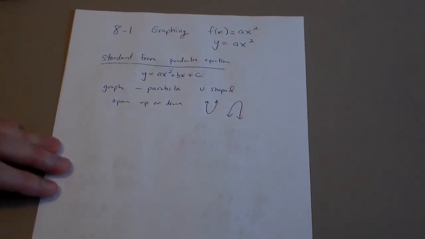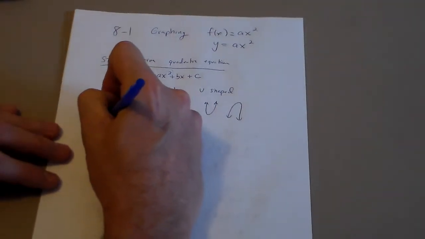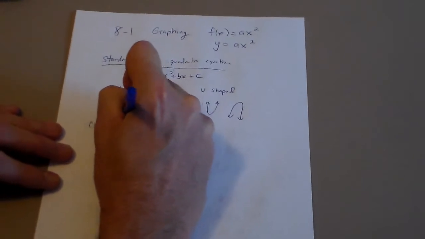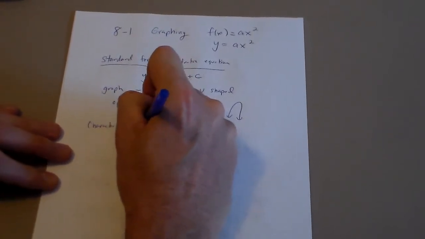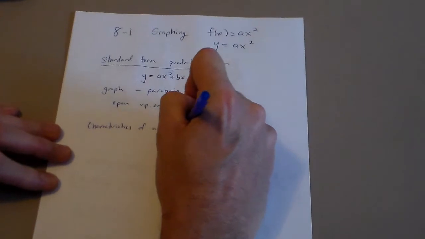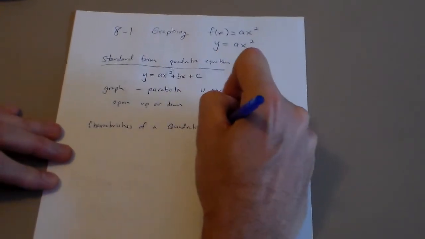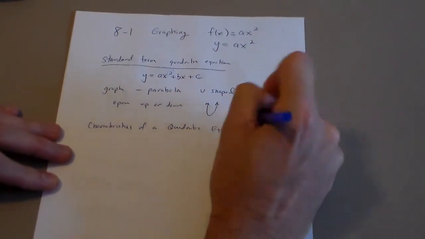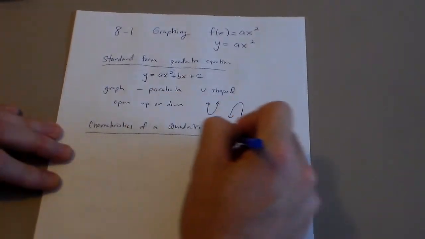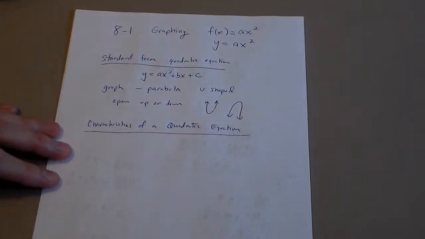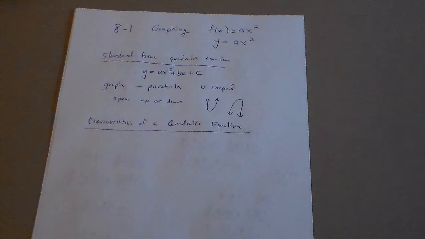Now, we're going to talk about the characteristics of a quadratic equation. So we are going to start right from the basics. We're going to break down the different parts of a quadratic equation, and we're going to look at it. And this chapter 8 pretty much breaks down the whole thing.